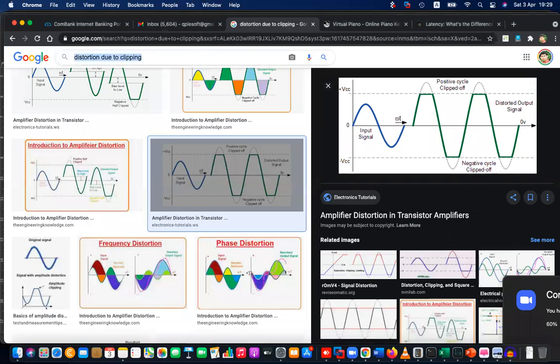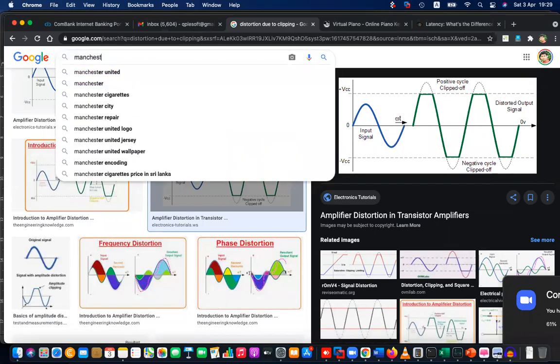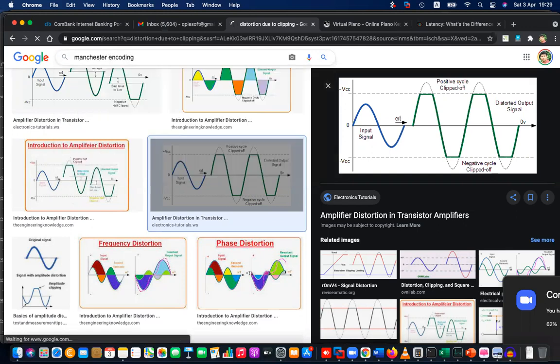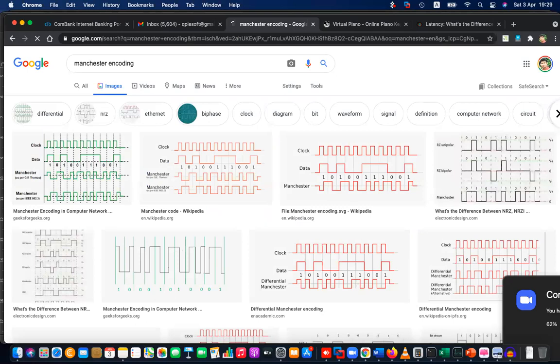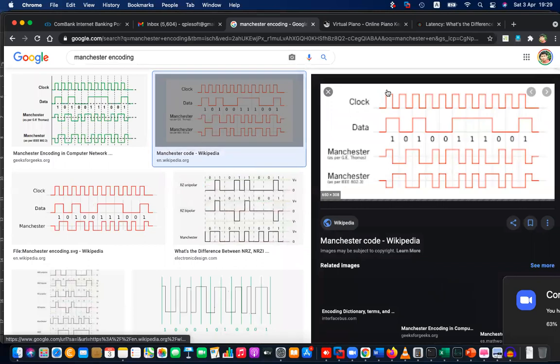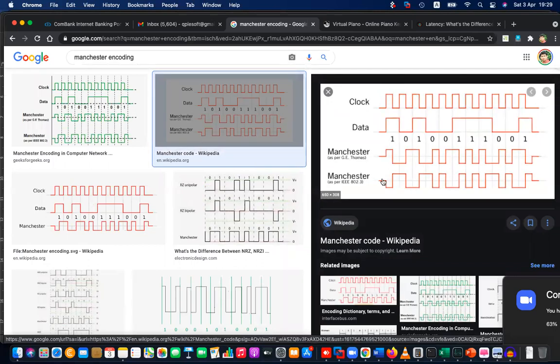In Manchester encoding, what is done? Manchester encoding is one way of converting this signal to the Manchester encoded format. So there you will consider one signal called the clock signal. The other signal is the data signal. You can see the data signal, and the clock signal is used to divide the data signal into equal frequencies, right? So there are two kinds of Manchester encodings.